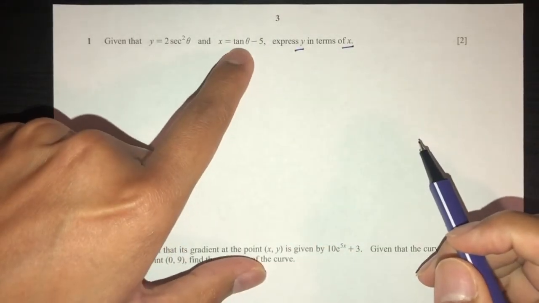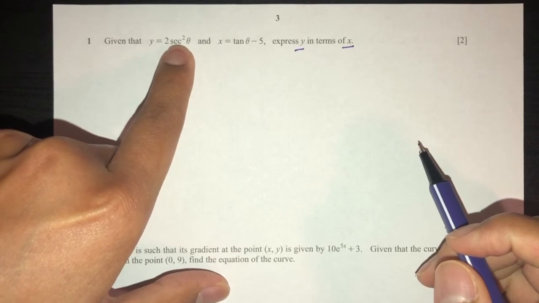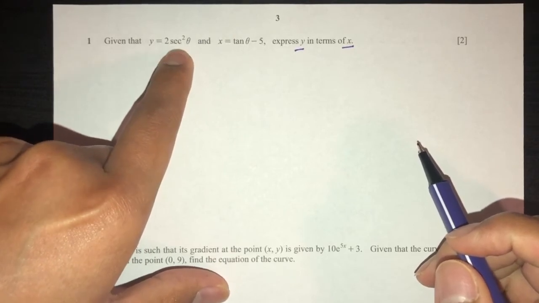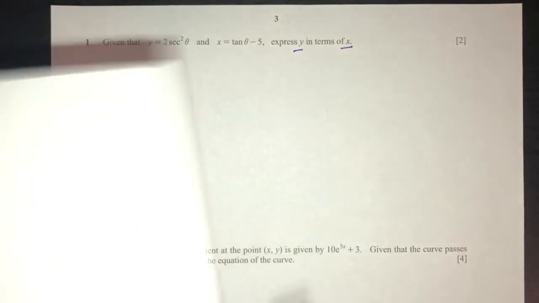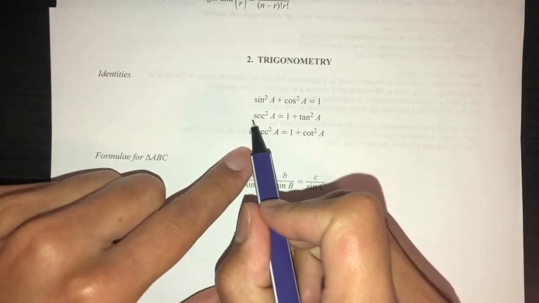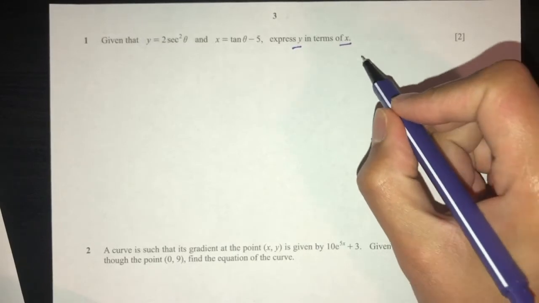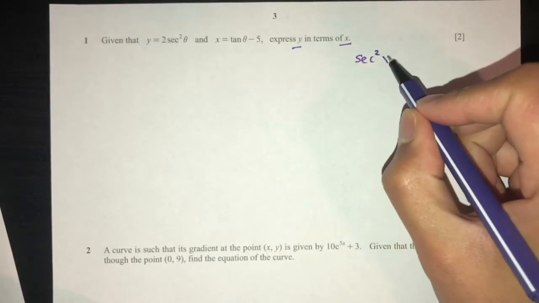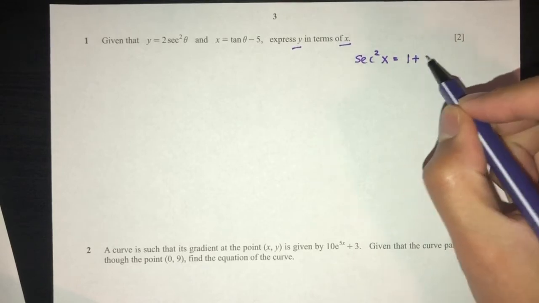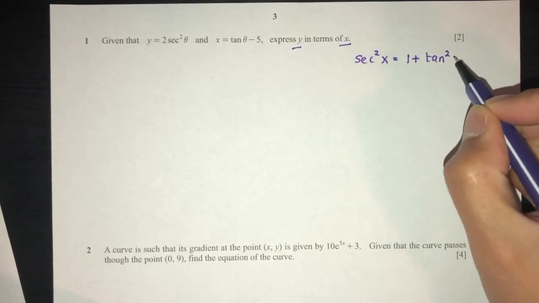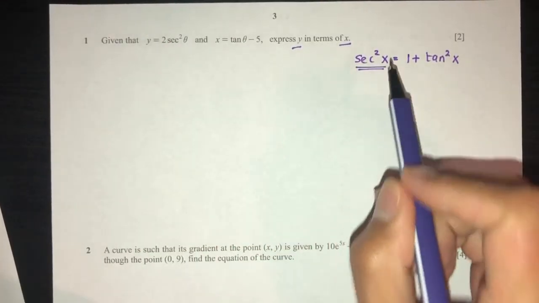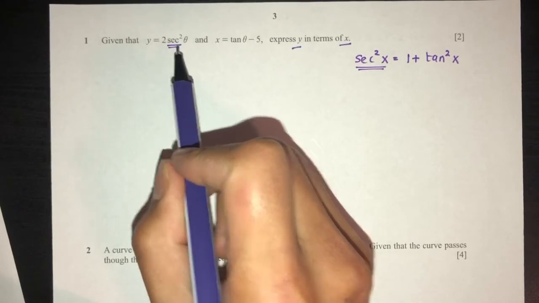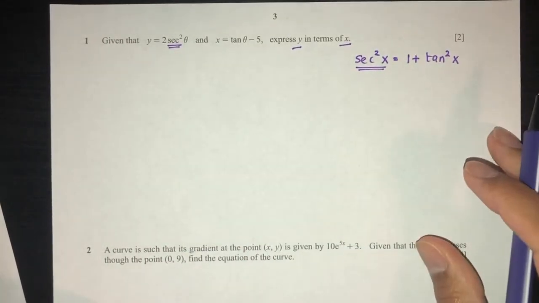So you see tan here and you see sec square theta. Now what do we know that can relate these two together? If you go to your formula sheet, you will have this equation. So let's write this down. You have sec square x is equal to 1 plus tan square x. Now we can, as you can see here, replace this value by this value. Okay, so let's try that.